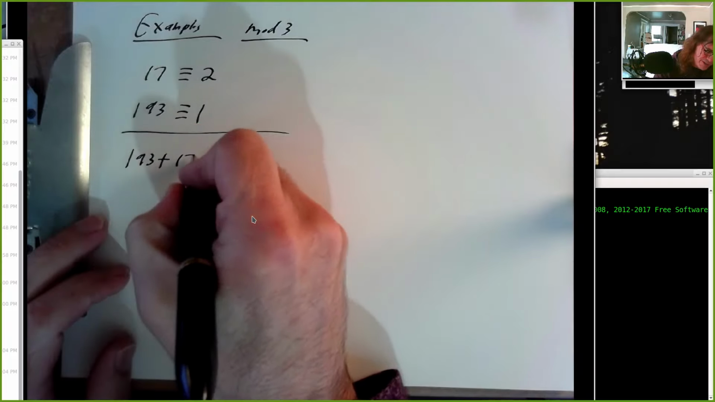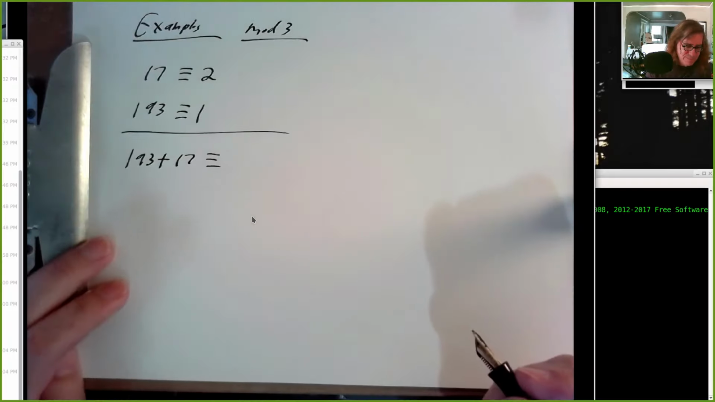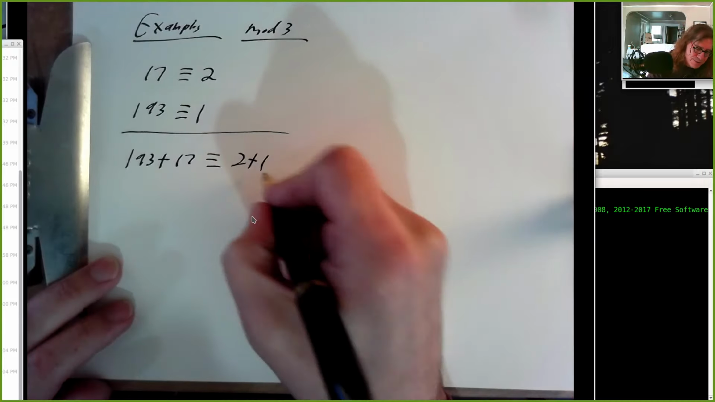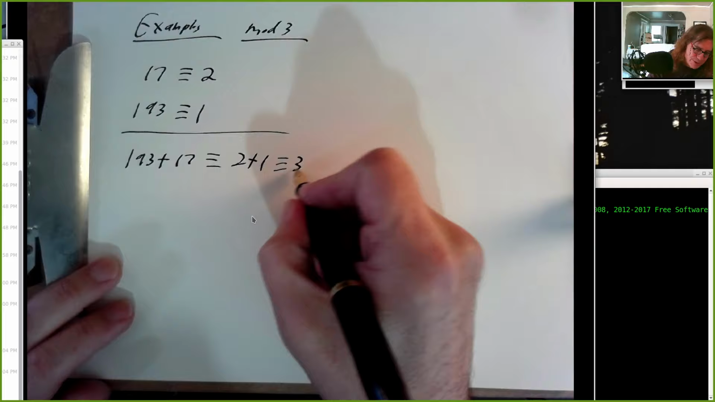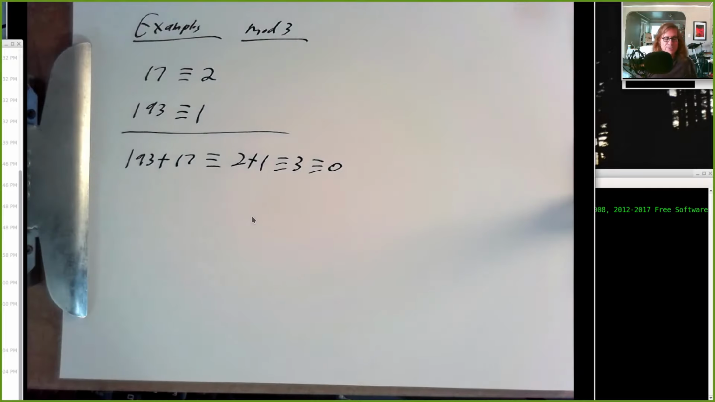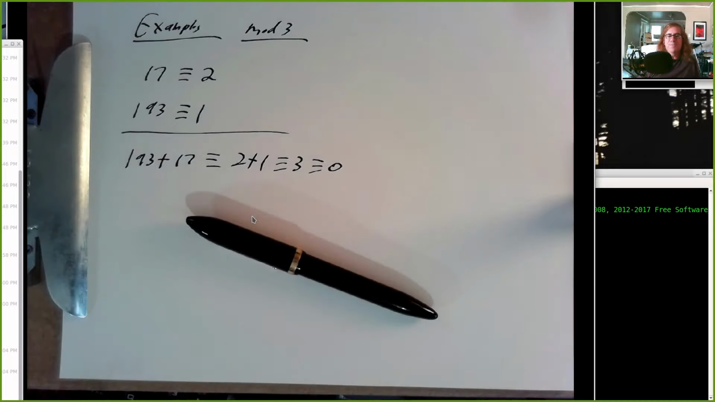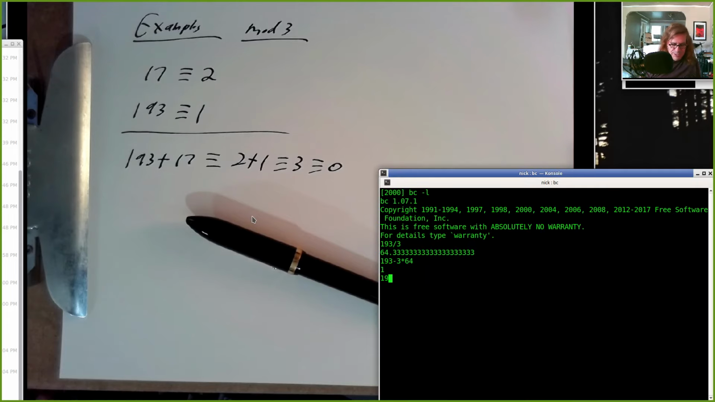193 plus 17. What's that going to be congruent to? It's going to be congruent to 2 plus 1. 2 plus 1 is 3, and 3 is congruent to 0. So without really doing any hard work, 193 plus 17 is guaranteed to be a multiple of 3. So 193 plus 17, that's 210. 210 is exactly 70 times 3.